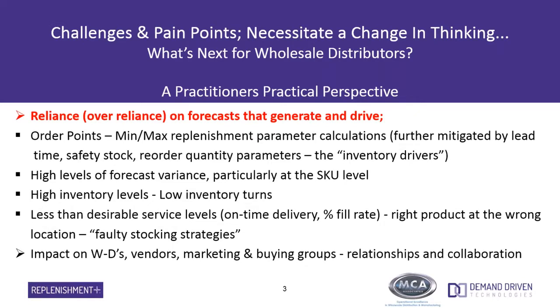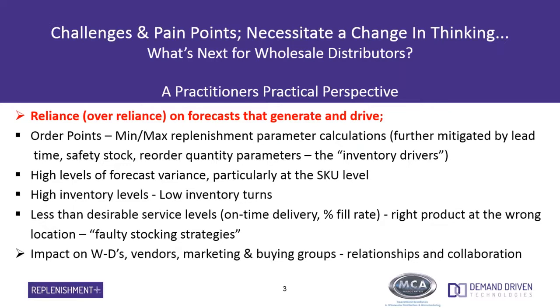Sales or demand forecasts tend to drive our supply chain management and inventory replenishment rationale, don't they? These forecasts drive the replenishment controls we have in place, and they become mitigated by things like lead times and safety stock parameters, reorder quantity parameters, and other types of rules. In other words, they become the inventory drivers, and often are very much relied on and maybe even over-relied on.